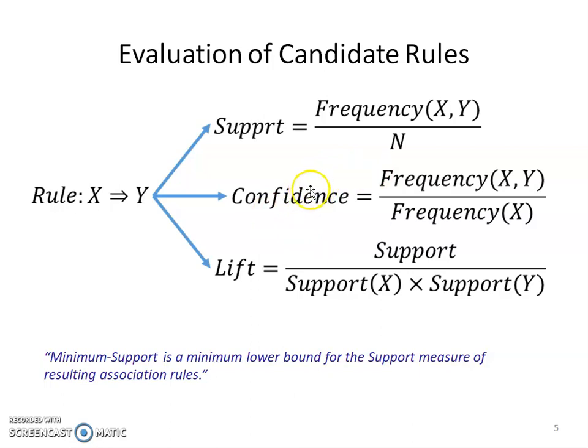It is generally a conditional probability. For example, if I'm going to find the confidence of x tends to y, then the formula will be the support of x and y divided by the support of x. Similarly, if I'm going to find the confidence of y tends to x, then the formula will be the support of y comma x divided by the support of y. And lift is the ratio of the obtained confidence to the expected confidence level.